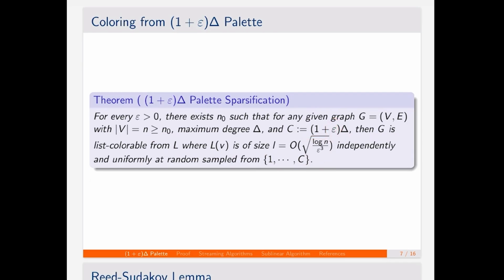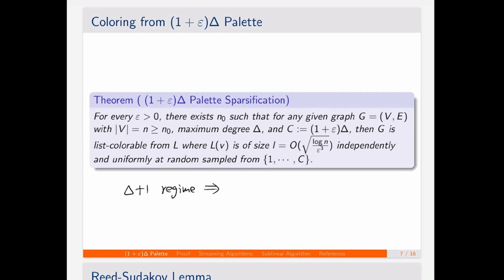It could be 1 or 2 or much larger than that. So if the graph has individual lists independently and uniformly randomly sampled from this global palette and is of size the square root of log n over epsilon to the third, then this graph is list colorable from those sampled lists.